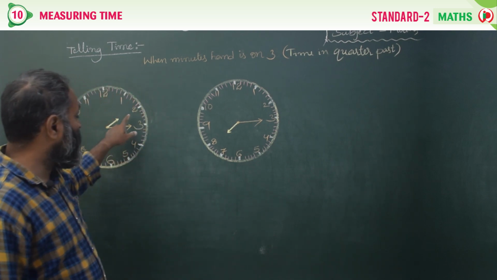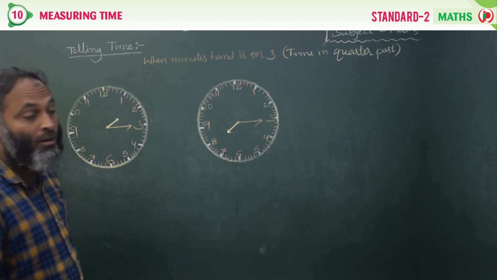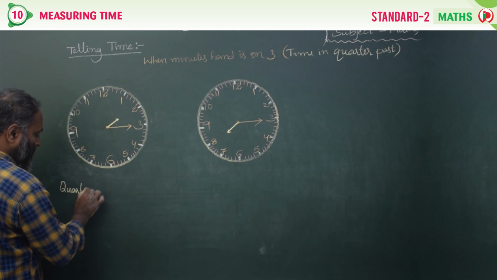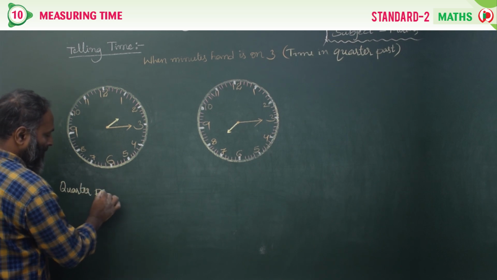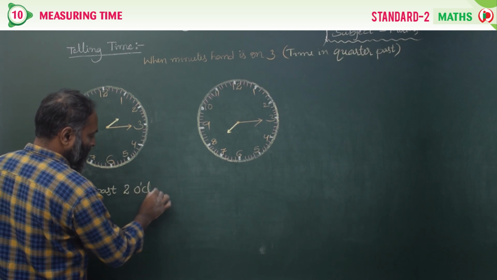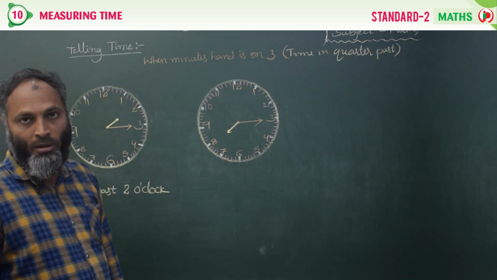So quarter past, not 1 o'clock. Here the smaller hand is at 2. Quarter past 2 o'clock.